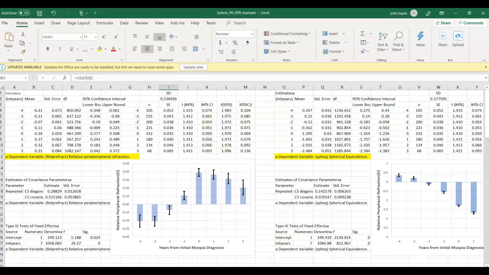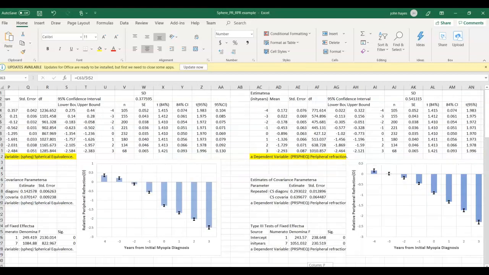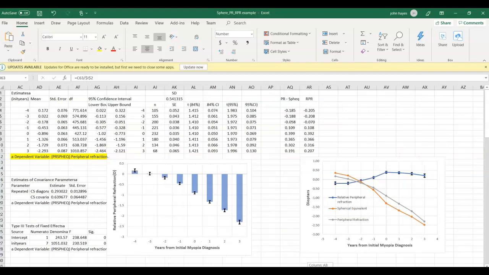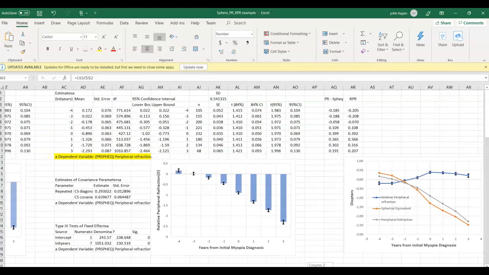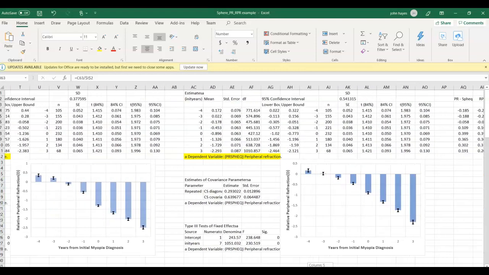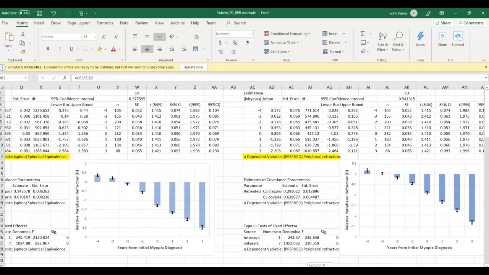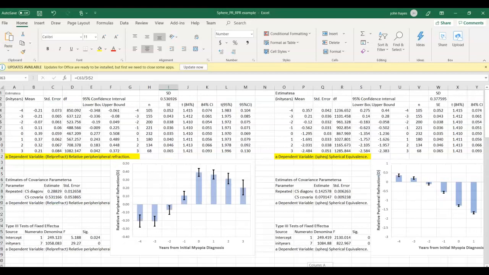Alright, and these tables are basically all done the same way, and it's pretty interesting. So that's it.